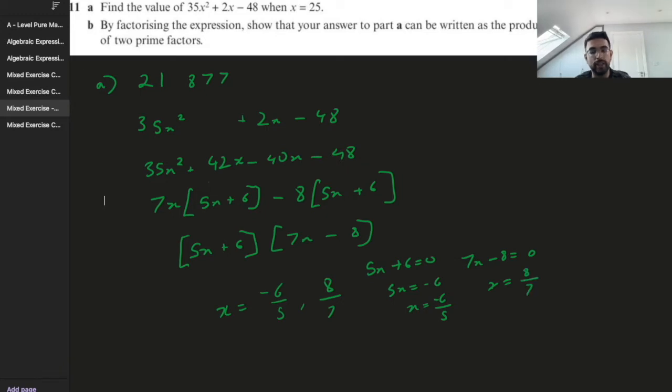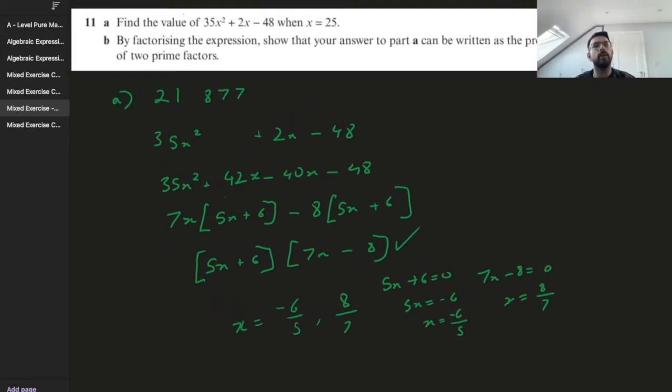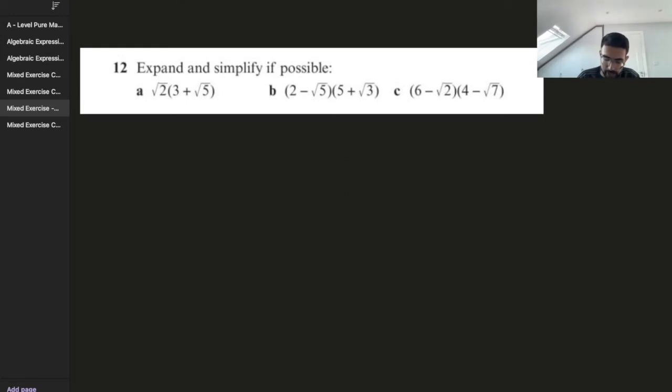So all you need to do is go backwards, and then you can make up the question by expanding it. Okay, this is how you would show this. But don't worry, something like this wouldn't be asked in the exam. Okay, let's move on to some expand and simplify type questions.